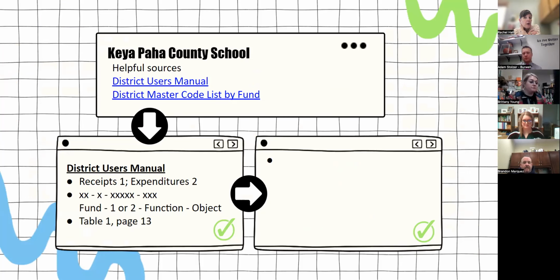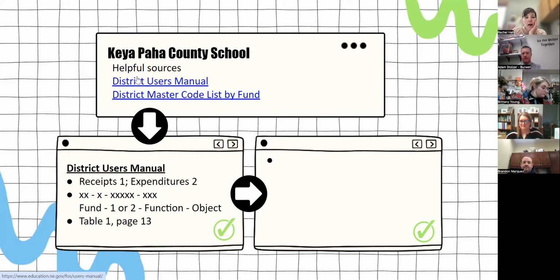So when I talked to my mentors, it was that district users manual, and she has 2 screens, and when she's coding, that district users manual is right there. My other mentor had that district master code list.